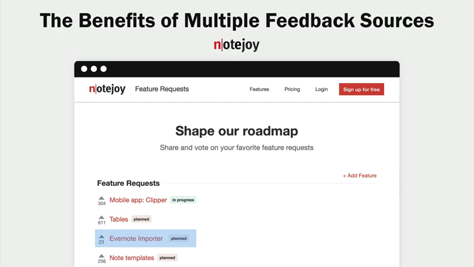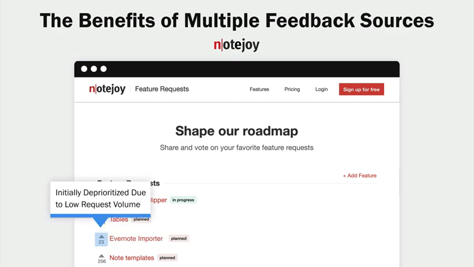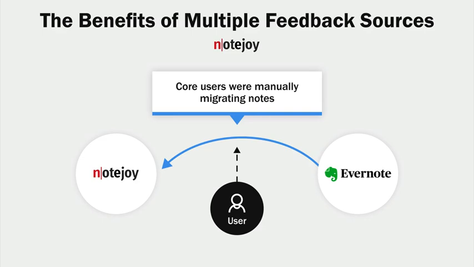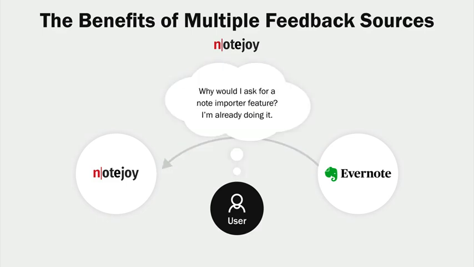Consider an example at NoteJoy. They had been getting several user requests in their feature request tracker for developing an Evernote importer, a tool to help users migrate their existing notes from Evernote to NoteJoy. However, they had not prioritized it due to the relatively low request volume. What they didn't realize was that most of their core users had already committed to manually migrating notes or abandoning their archive. As a result, they of course didn't see much request volume on their feature tracker for note migration support.